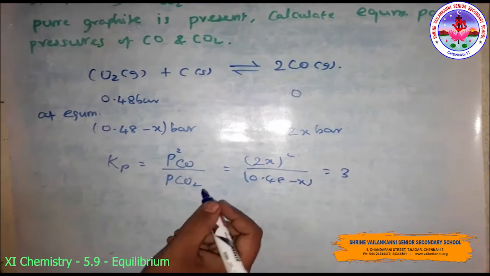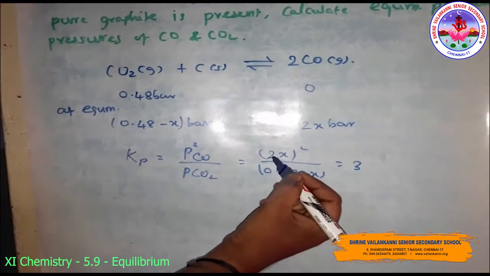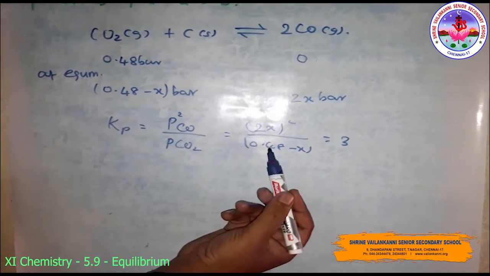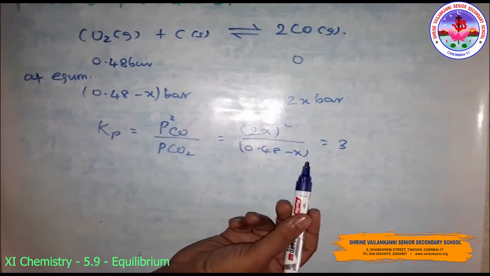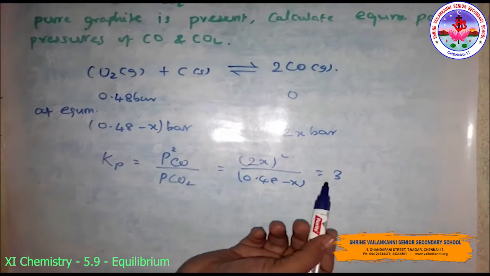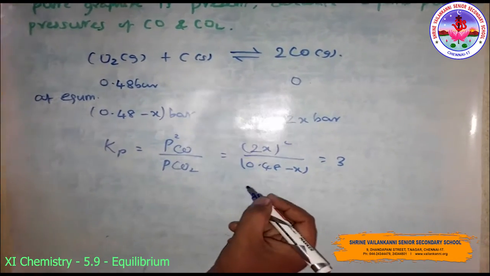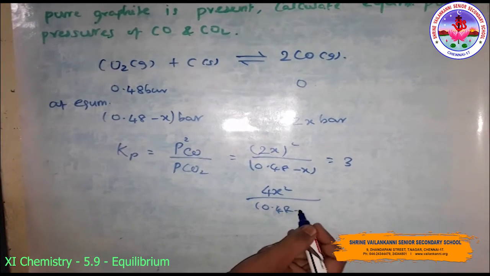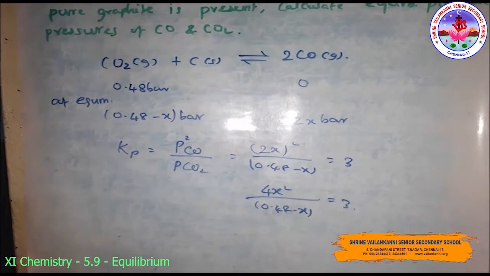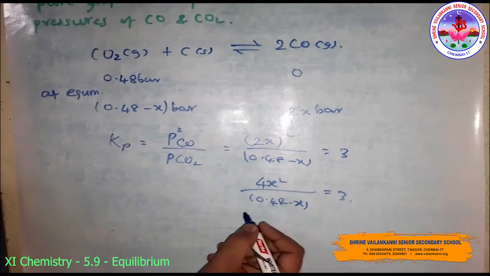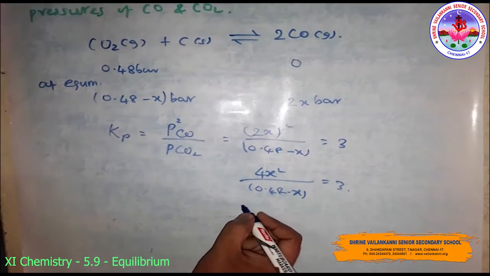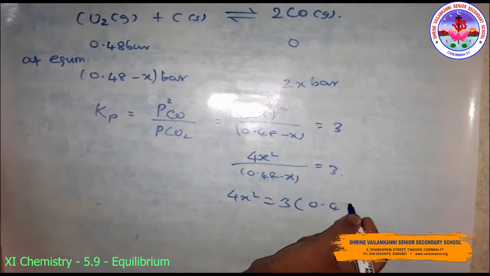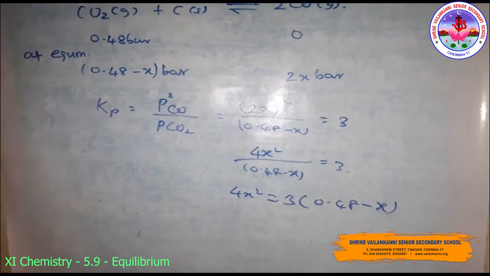Now again after simplifying, this will be 4x squared divided by 0.48 minus x, and that equals 3. So after rearranging this equation, 4x squared is equal to 3 into (0.48 minus x).